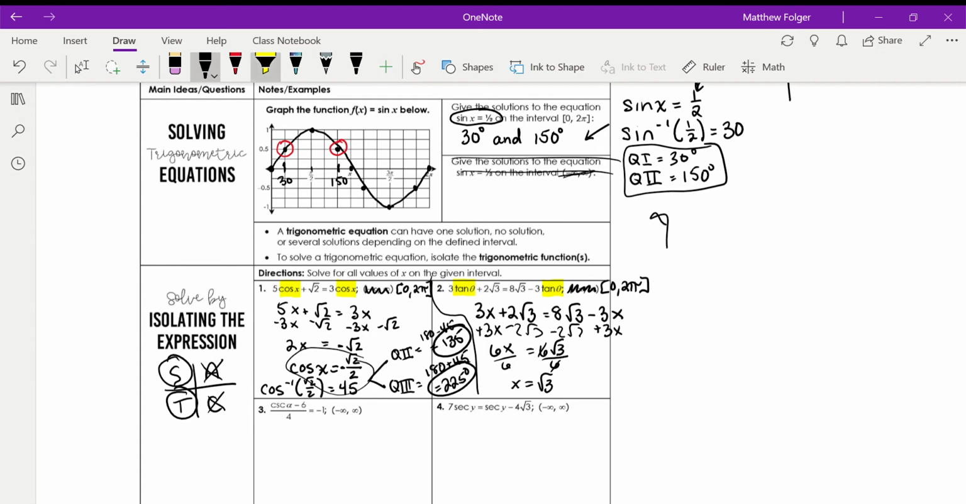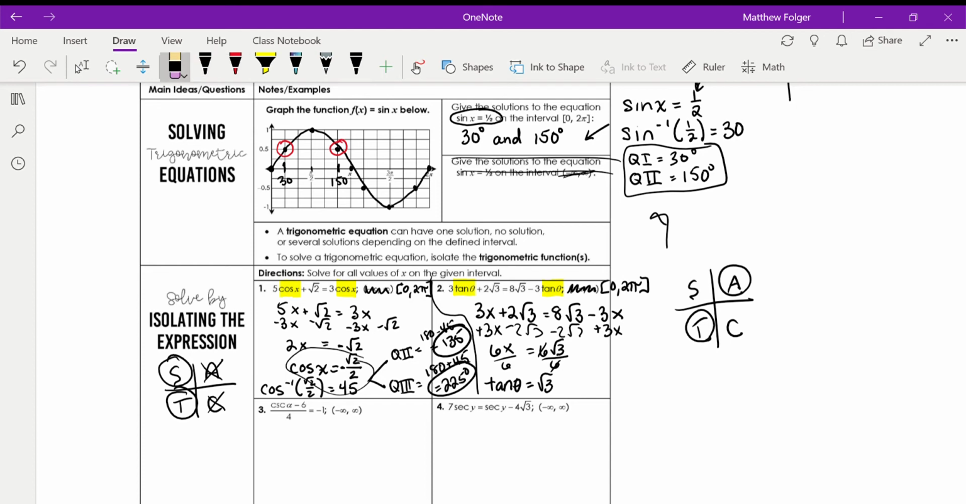Now remember, that wasn't x though, that was tan of theta, right? We just changed it to x to make it a little simpler for ourselves. So we want to know, okay, so tan of theta is square root of 3. There's going to be two answers. So what we want to think about is, okay, well, tan is positive in which two quadrants? Well, tan is positive here and here. So quadrant 1 and quadrant 3.